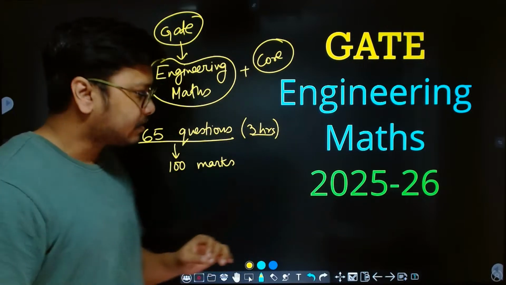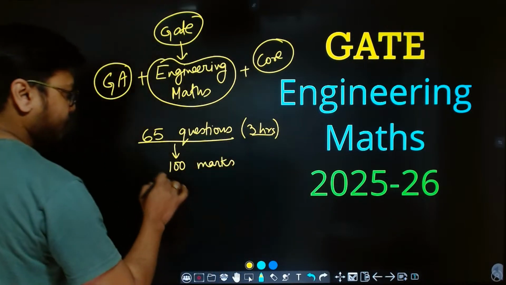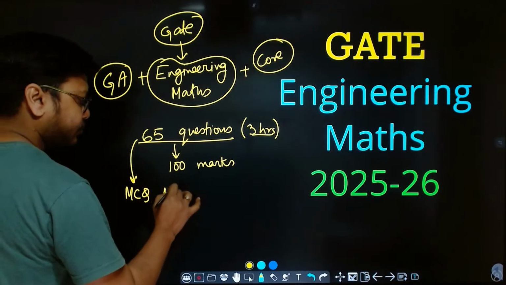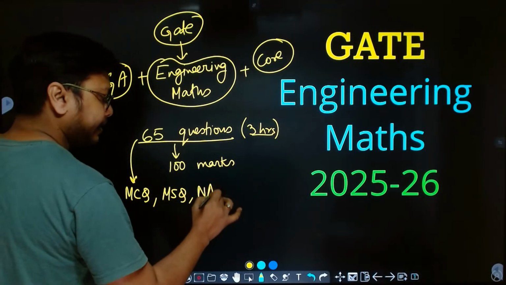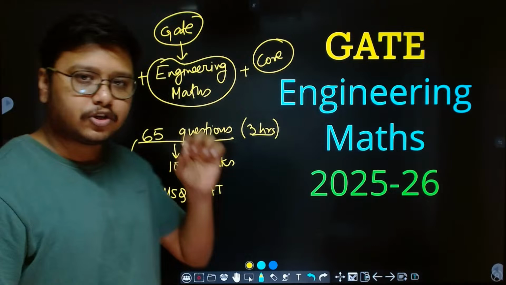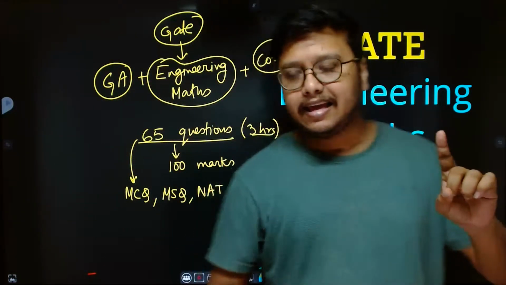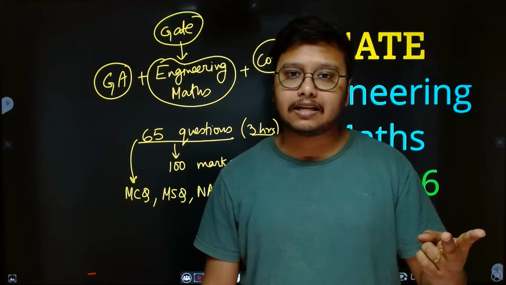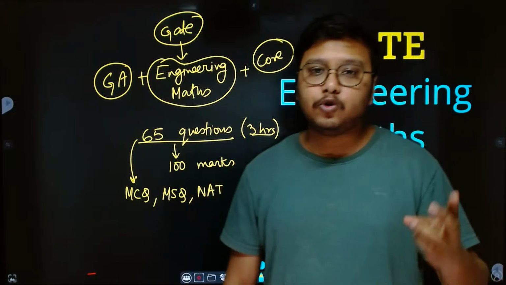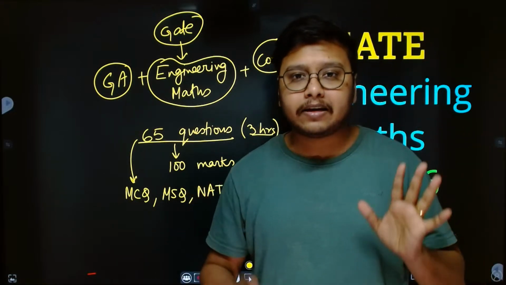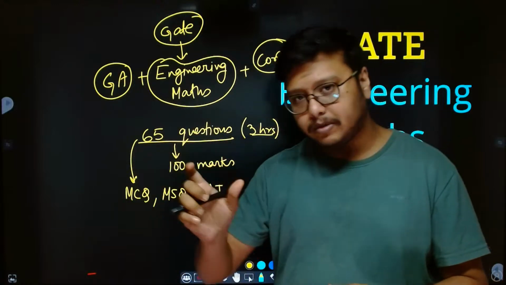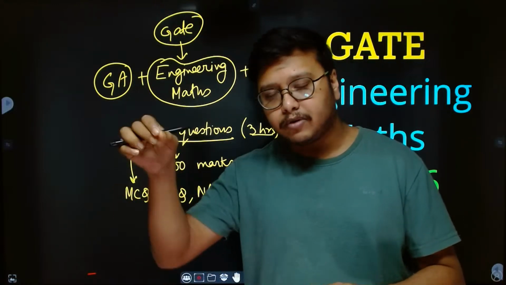Now the questions will be of three types: MCQ, MSQ, and NAT. MCQ is just one correct answer. MSQ means the question can have more than one correct answer. NAT is numerical type answer where you have to just input the final answer in the fill in the blanks. So it will be a fill in the blanks kind of question, and you have to write the final answer over there.